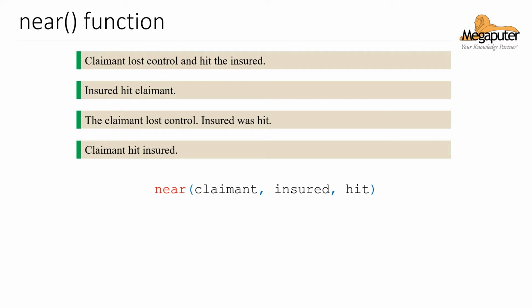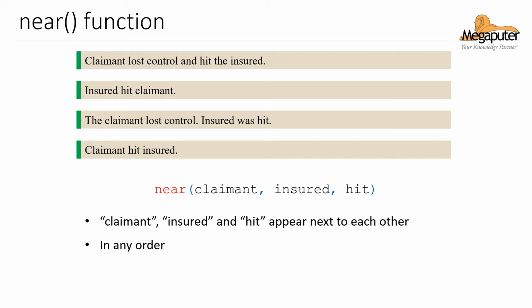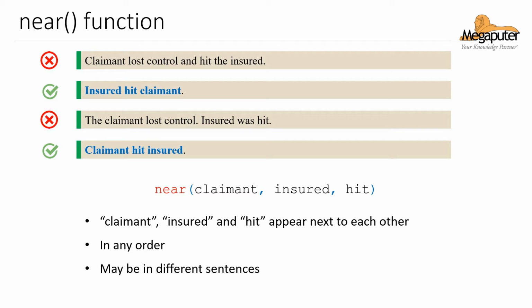Since there's no distance parameter in this case, this expression is going to match those records where the 3 function arguments appear next to each other in any order. And they may also be in different sentences. So this expression is going to match the second and fourth records. Now, in order to match the first and third records, we need to introduce the distance parameter.